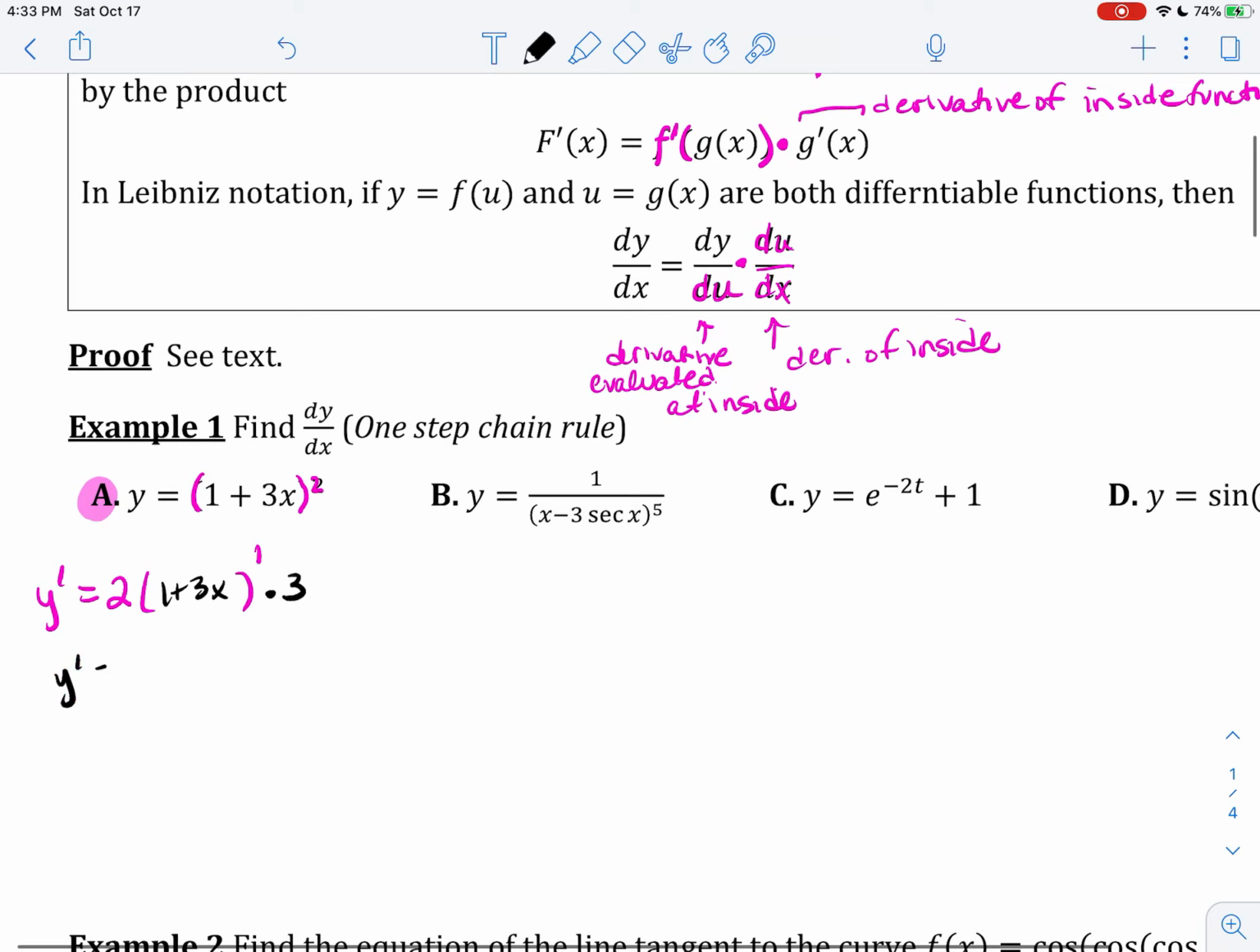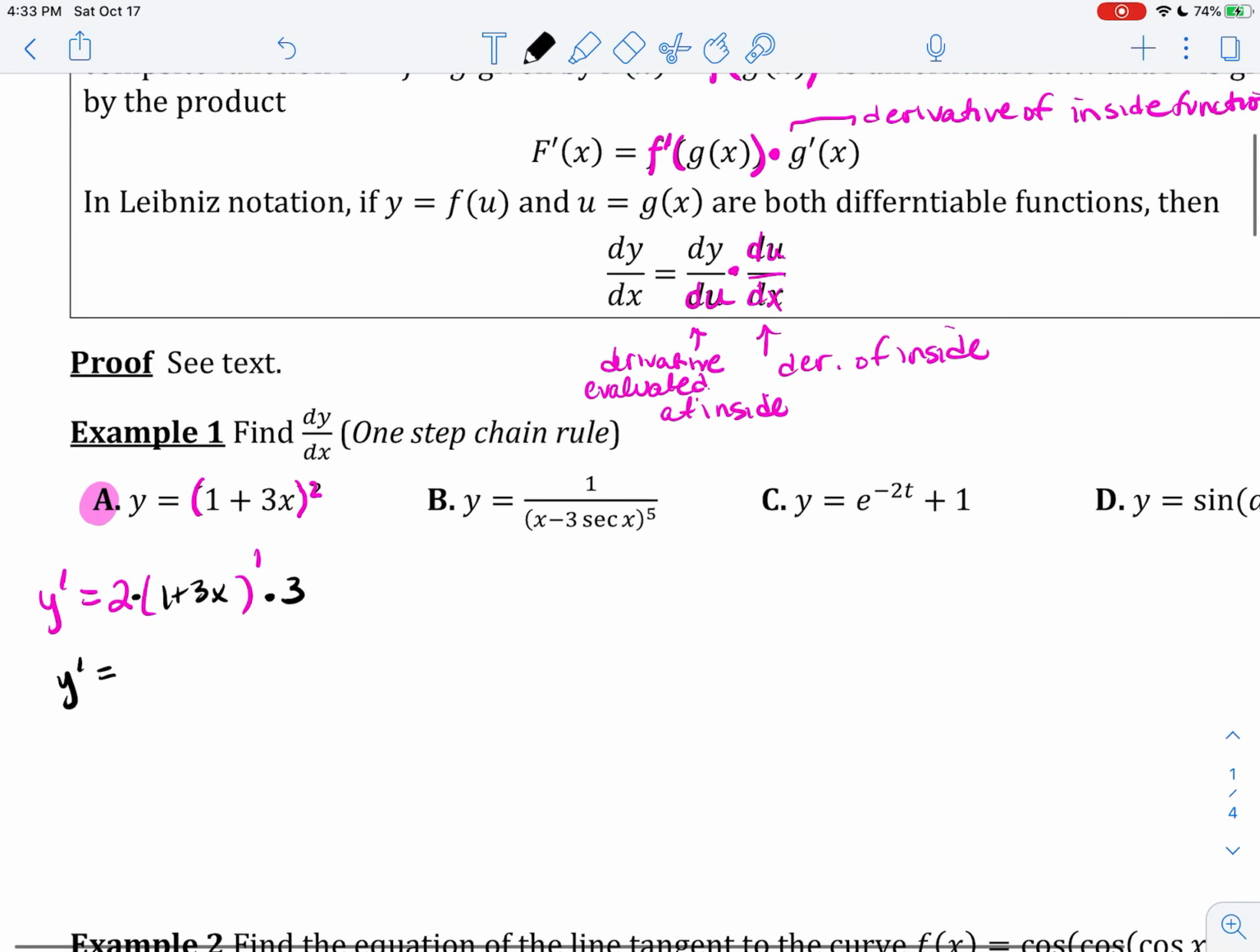So cleaning it up, we would have that y prime, since this is all multiplied, we want to move our coefficients to the front, and 2 times 3 is 6, times 1 plus 3x. And that's our first example of the chain rule.